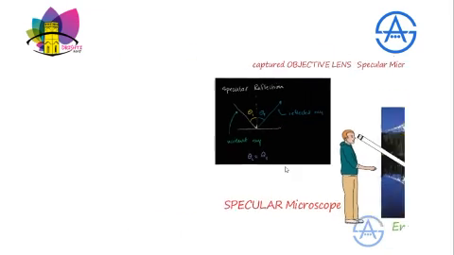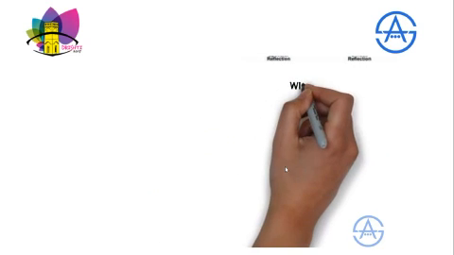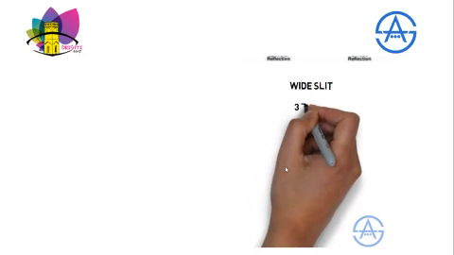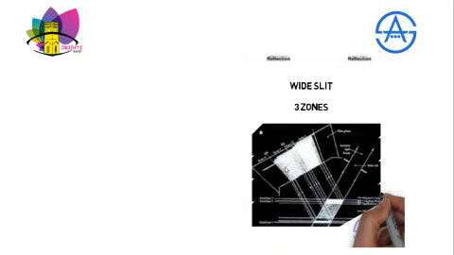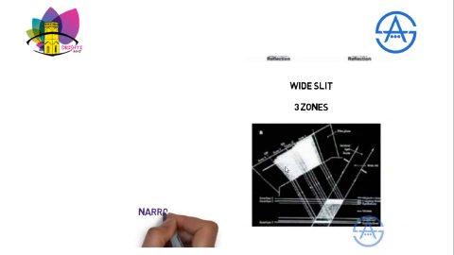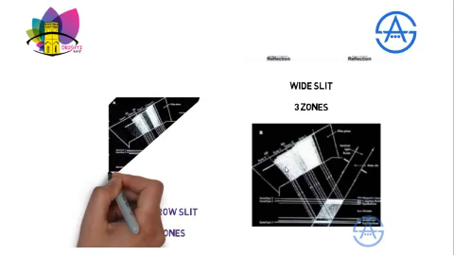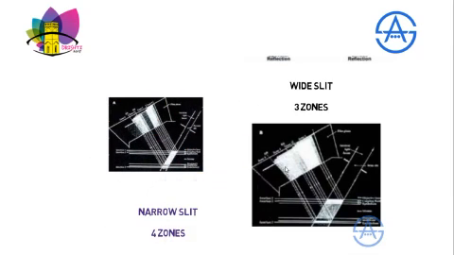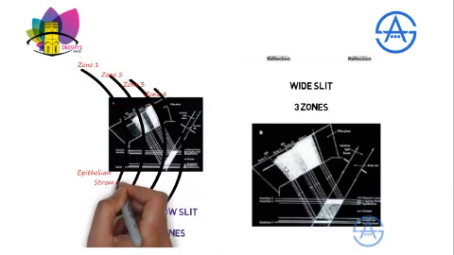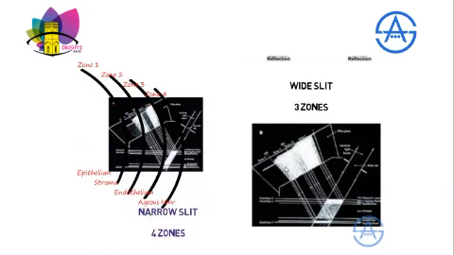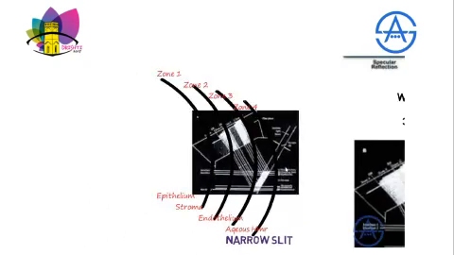There is actually a definition for a wide zone and a thin zone, or a narrow zone. So when it's a wide slit, we only get 3 zones. But when we look at it through a narrow slit, we get 4 zones, which can be classified as zone 1, 2, 3 and 4. That is formed by the epithelium, stroma, endothelium and the aqueous. And it is the interface between endothelium and aqueous humor that is of importance.